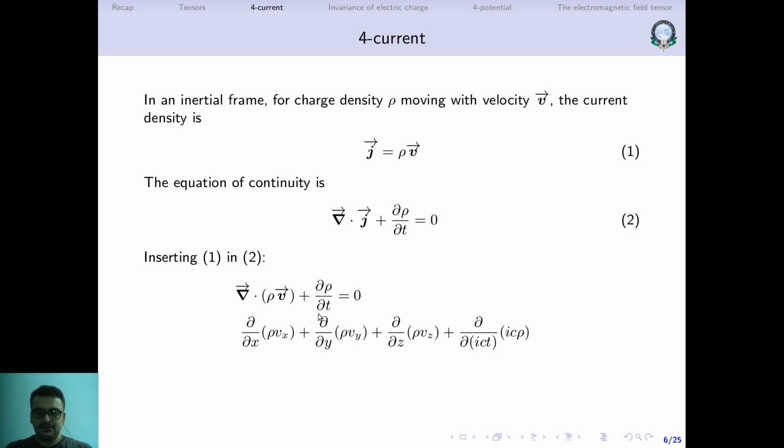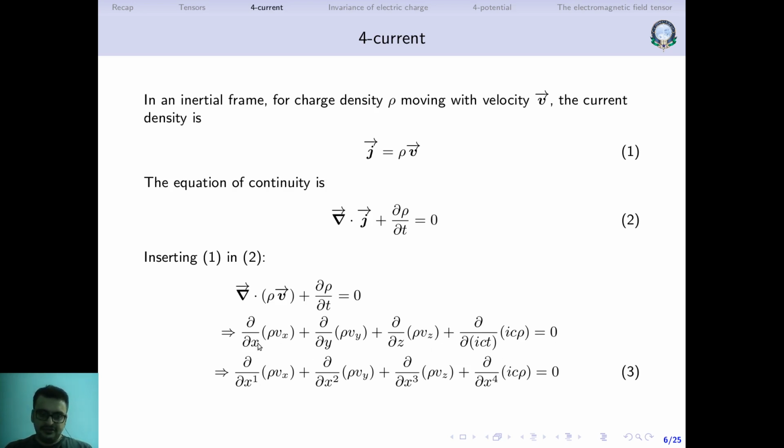So as a result, what this IC will do is go inside the differential in the denominator, so it will become dou ICT, which is not an issue because IC is anyway a constant, and in the numerator we have a differentiation of IC rho, which is equal to 0, of course. So this is what we have. So now we'll just rewrite this.